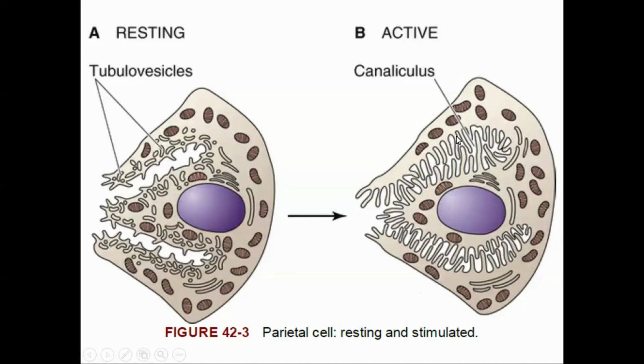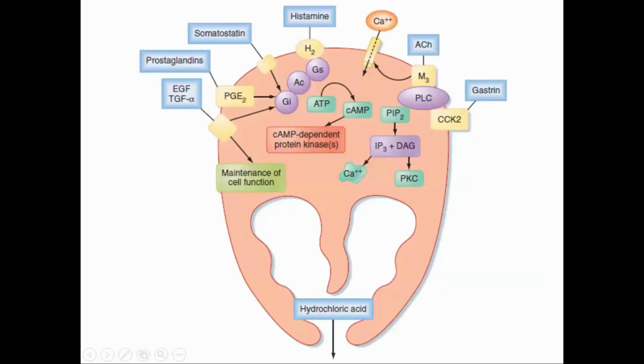In the canaliculus there is the formation of HCl. That hydrochloric acid is later on secreted into the lumen of the stomach. First it is secreted into the lumen of the parietal cell, or the canaliculus of the parietal cell. Then after consumption of a meal it will be secreted into the lumen of the stomach. Right? So this is also the same.